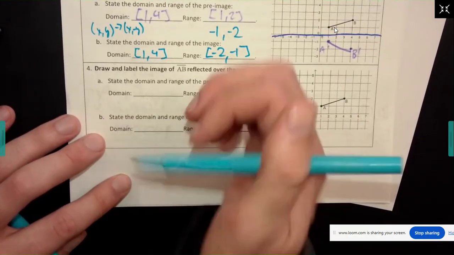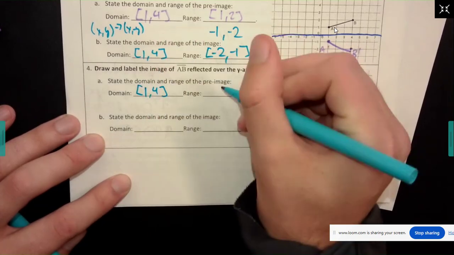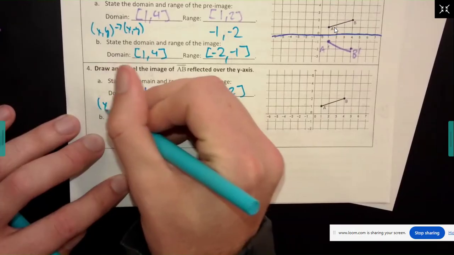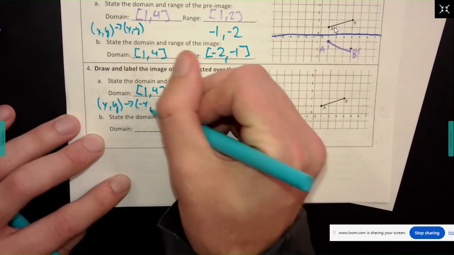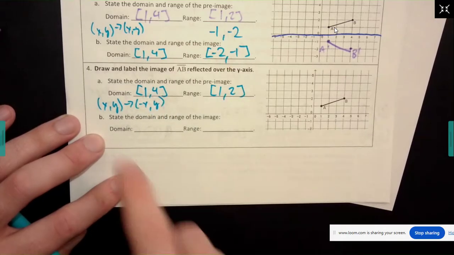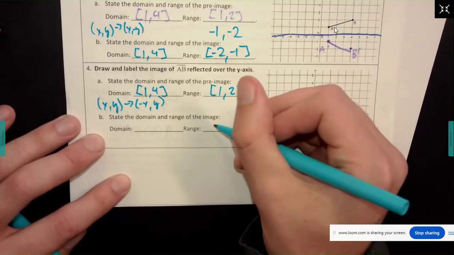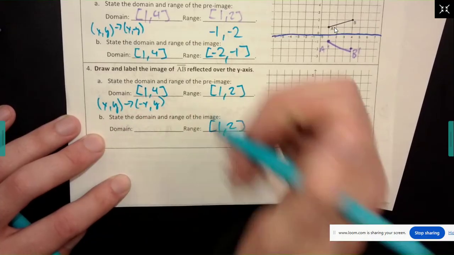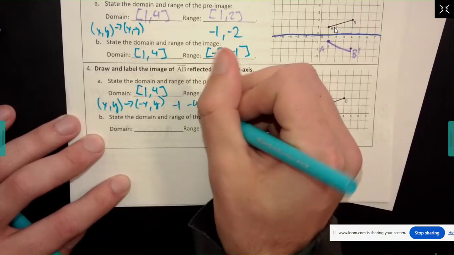So we start out with 1, 4 and 1, 2. And flipping over the y-axis, I get x, y becomes negative x, y. Okay? All right. The y stayed the same. Guess what? My range is going to stay the same. 1, 2. The y changes signs. So instead of 1, I get negative 1. Instead of 4, I get negative 4.